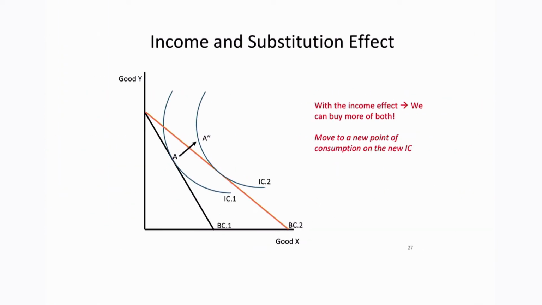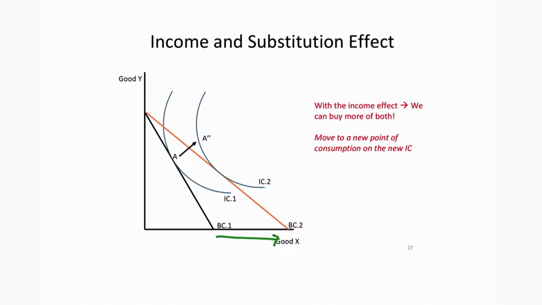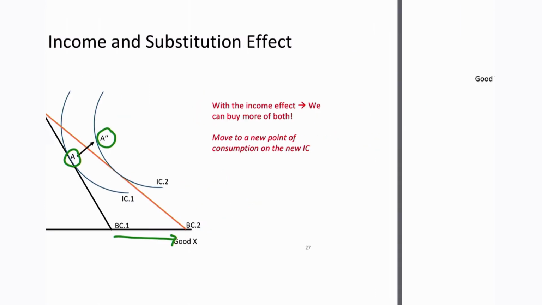Now the income effect tells us, well, if good X is cheaper, our income goes a little bit farther. We feel wealthier overall. So we're going to move from indifference curve 1 to indifference curve 2. So from point A to point A prime. We can consume more of both goods.